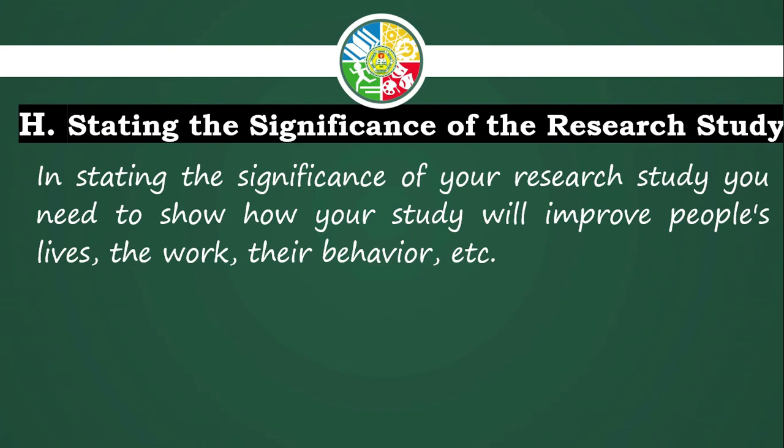For example, for Mobile Legends, you mention here that those who will benefit are the teenagers. And then you mention in what way they will benefit. Aside from the teenagers, there are also the parents. You mention how the parents will benefit. Another one is the teachers, in what way the teacher will benefit, and so on.